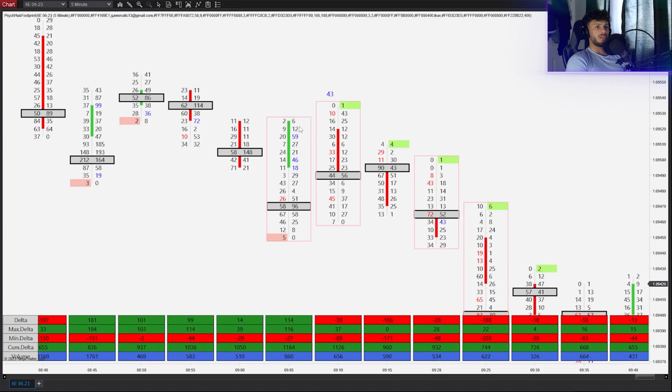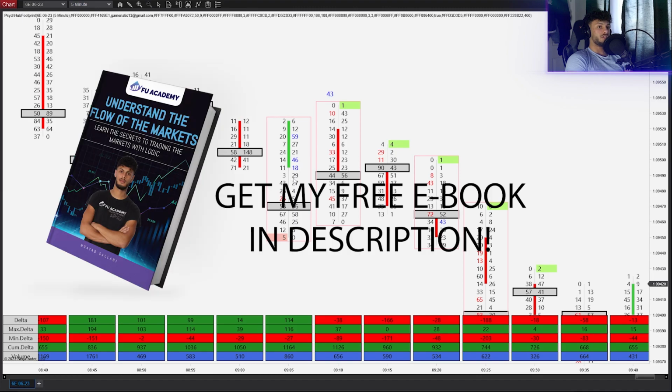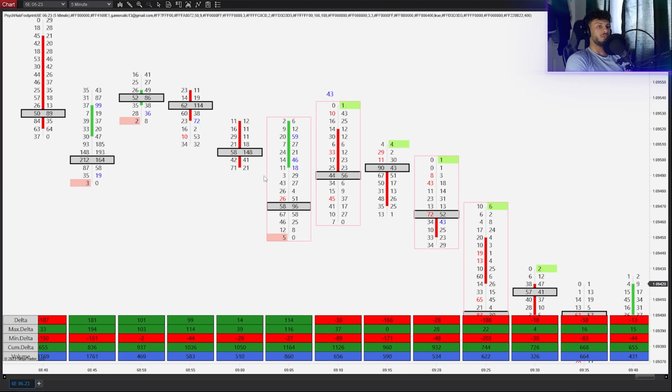If I take a look right here, remember it's read diagonally, so 6 to 9. Is 6 bigger than the 9 by 4 times? No, it's not. 12 to 20, 20 to 12, they're not bigger than each other 4 times. But then I look at 59 to 7. 7 lots were sold into the bid, but 59 lots at that level were bought from the offer. 59 compared to 7 is more than 4 times bigger. This is a buying imbalance. 46 to 11, 18, 13, 29 to 43. Here it wasn't 4 times bigger, but these two times it was at least 4 times bigger. It can be 4 times bigger and above.